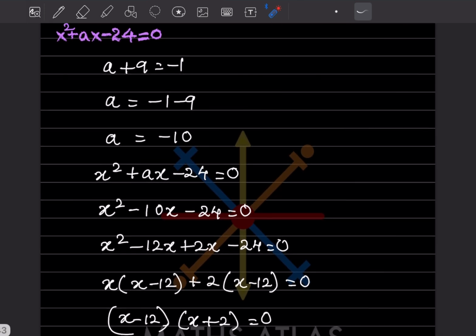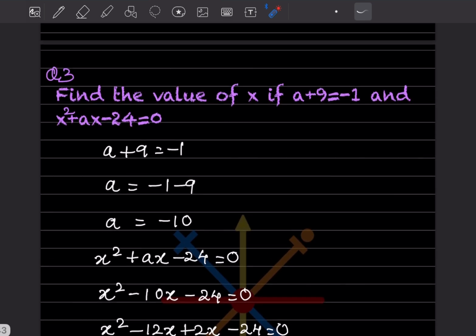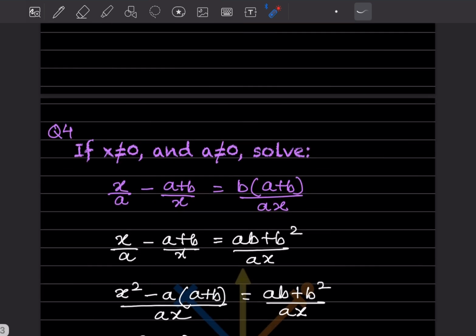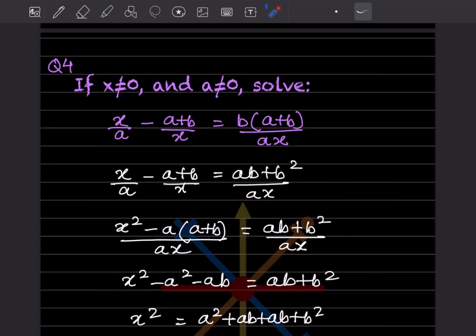So now we will take the next problem, that is question number 4. If x is not equal to 0 and a is not equal to 0, you have to solve. This is the equation given.